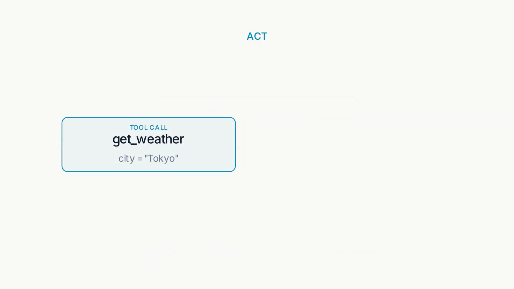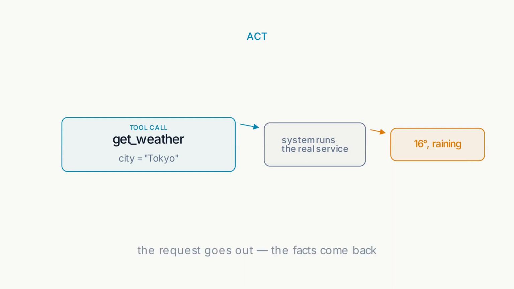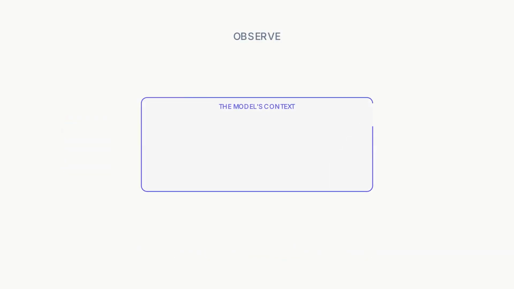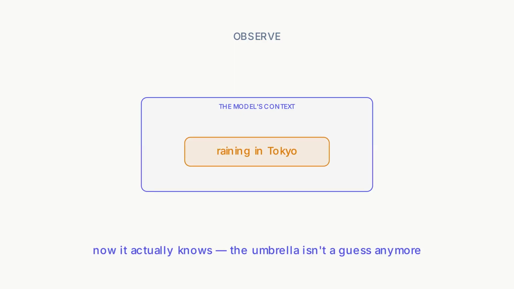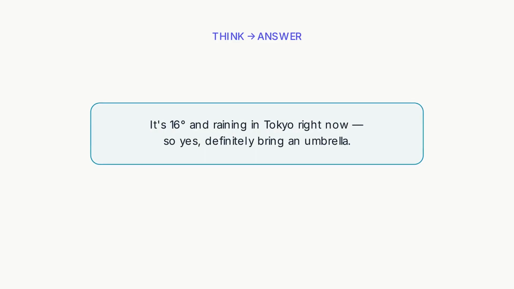Act. So it produces the request, call get weather with city set to Tokyo. The system receives this, calls the real weather service, and gets back the facts, 16 degrees and raining. Observe. That result, raining in Tokyo, drops into the model's context. And now everything changes because now it actually knows. The umbrella question isn't a guess anymore. Think one final time. It now has the weather, it has your original question, and it has everything it needs, so it answers. It's 16 degrees and raining in Tokyo right now, so yes, definitely bring an umbrella.